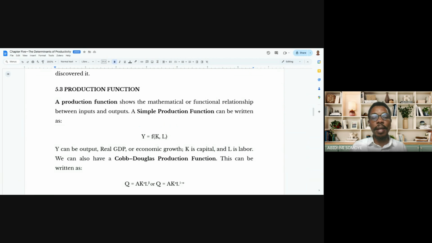Okay, so I said Y can be output, real GDP or economic growth. K is capital, L is labor. We can also have what we call a Cobb-Douglas production function, and this can be written as Q equals AK^alpha L^beta, or it can also be written as Q equals AK^alpha L^(1 minus alpha). They mean the same.